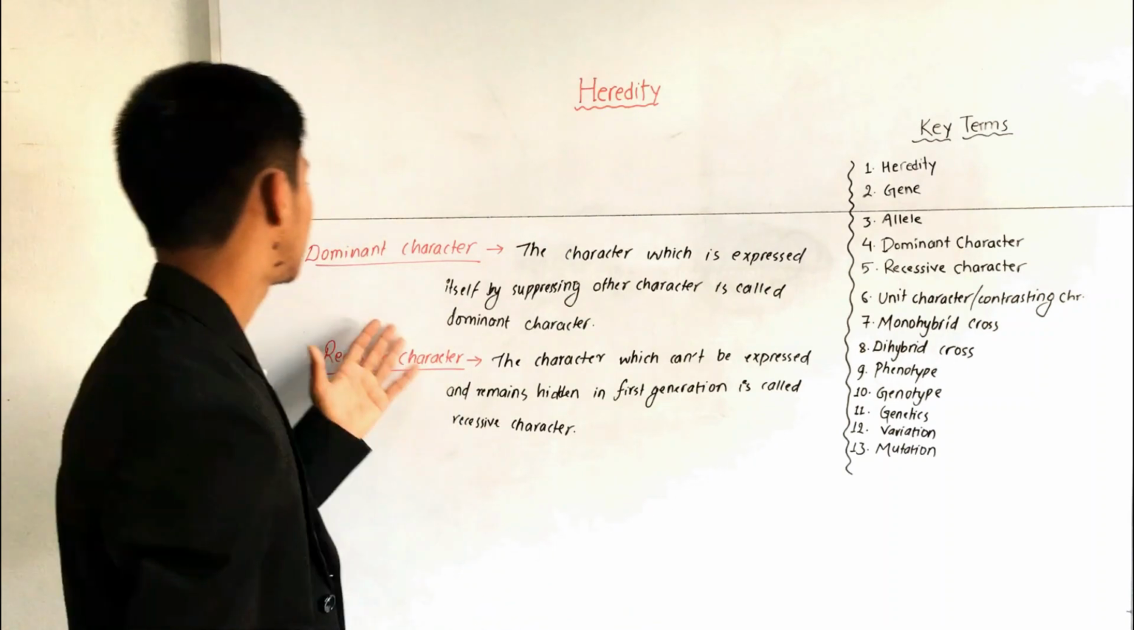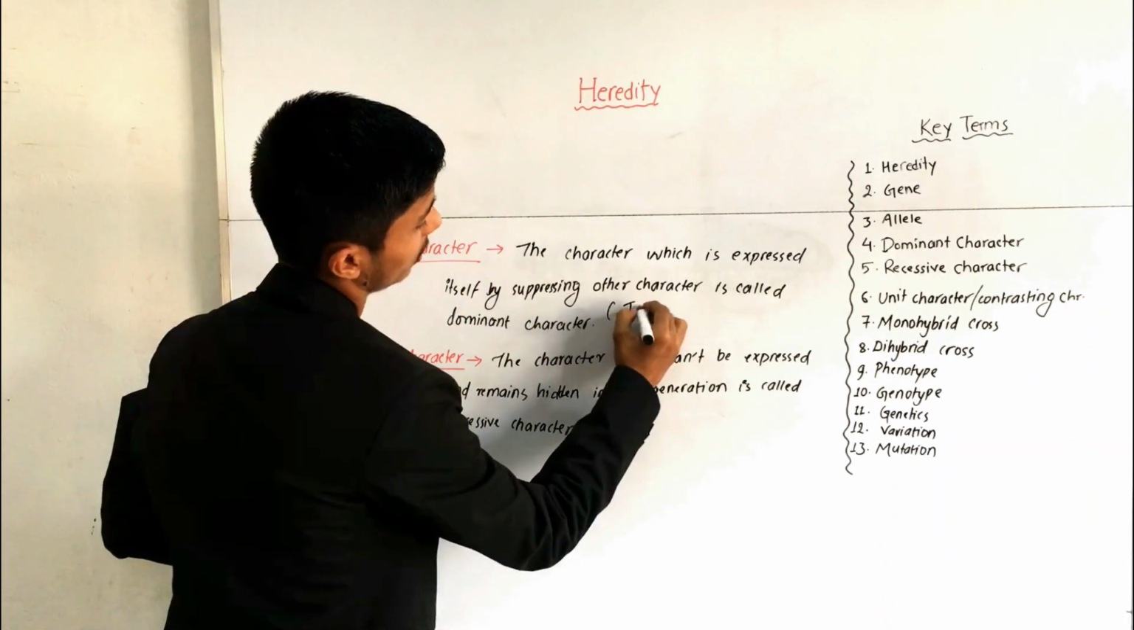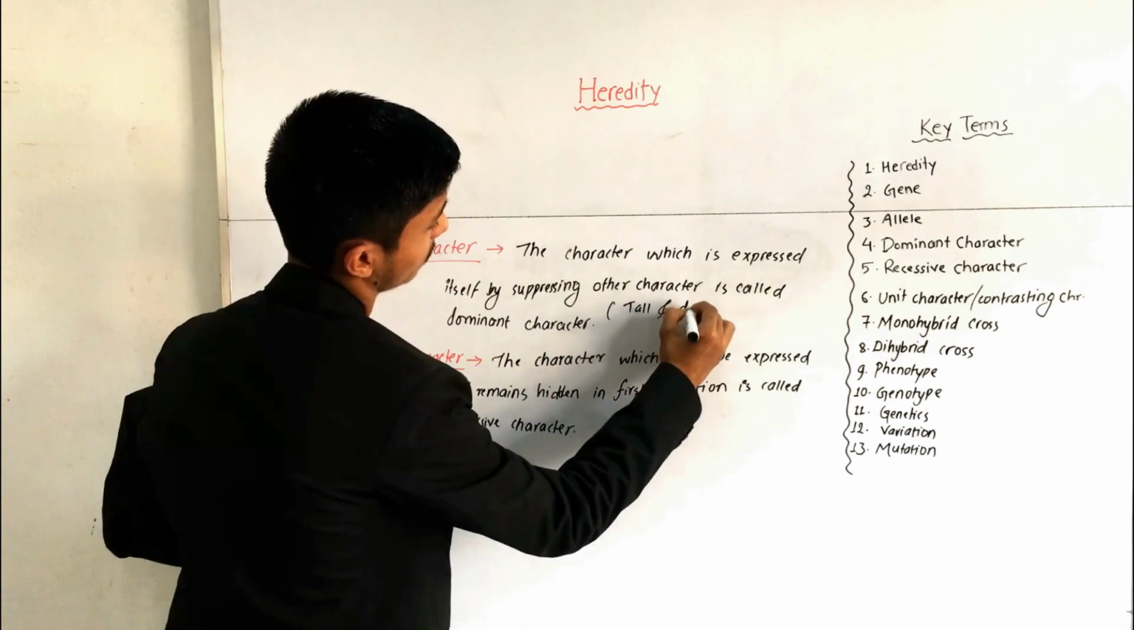We can take an example of dominant characters such as here in tall and dwarf.